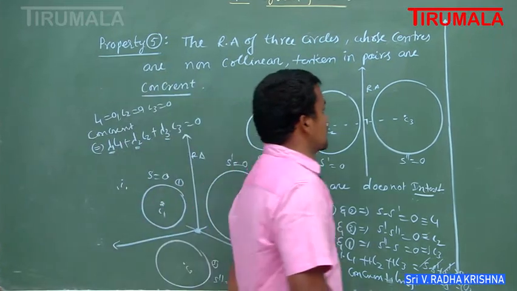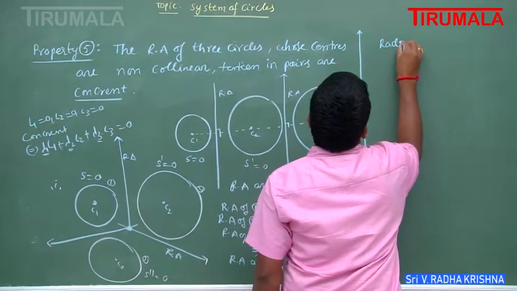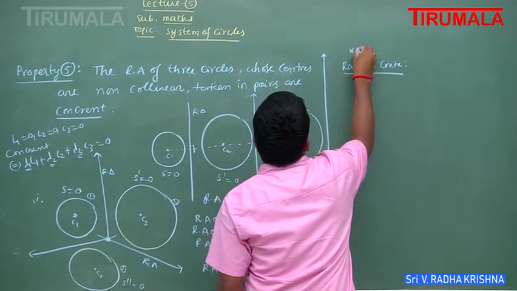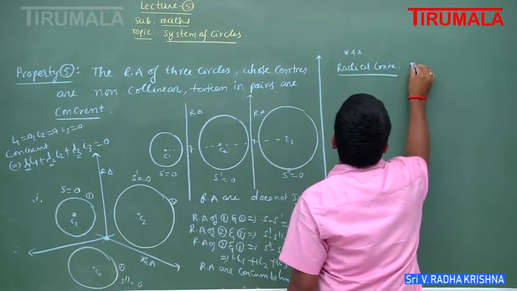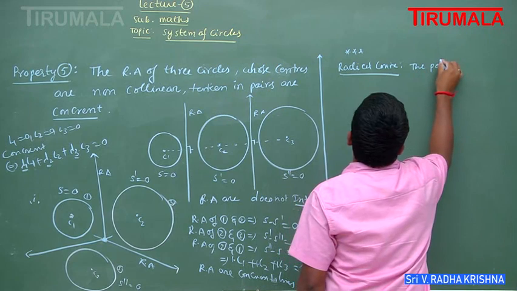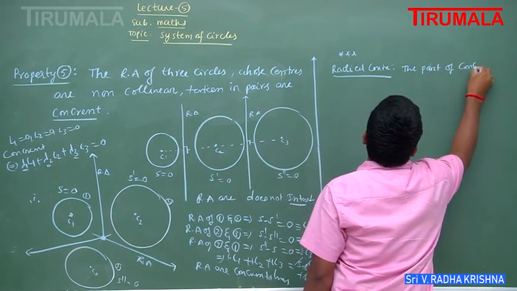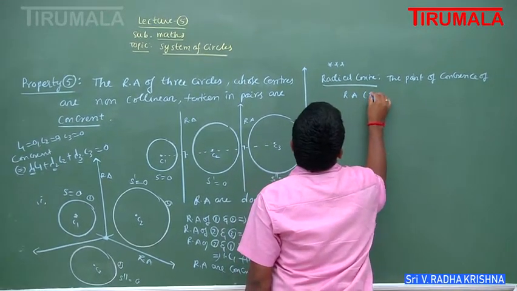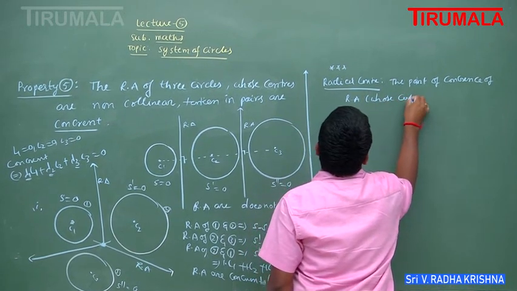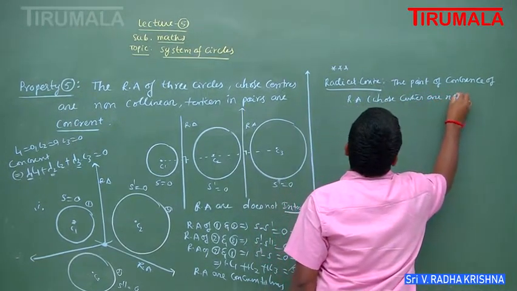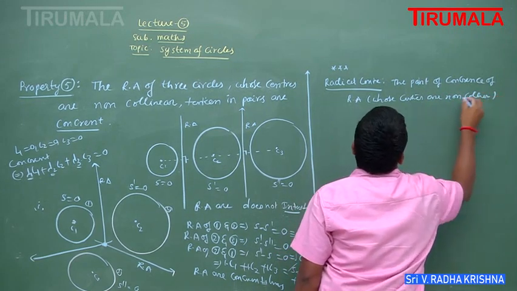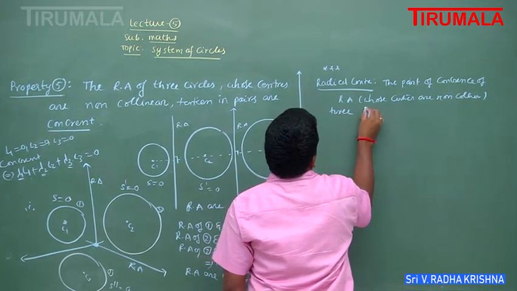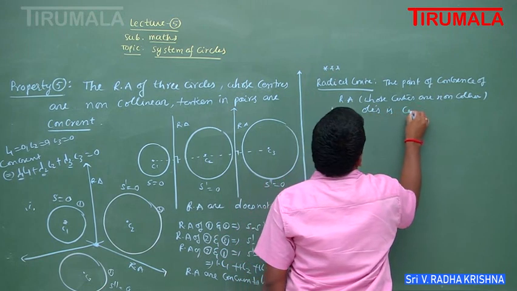So next one is the radical center. The radical center is the important condition. What is the definition of the radical center? The point of concurrence of the radical axes of three circles whose centers are non-collinear is called the radical center.